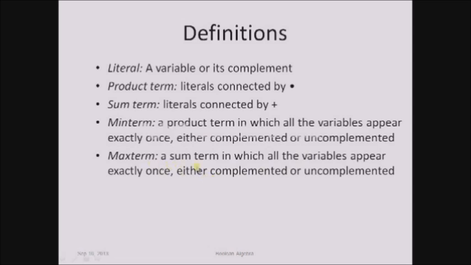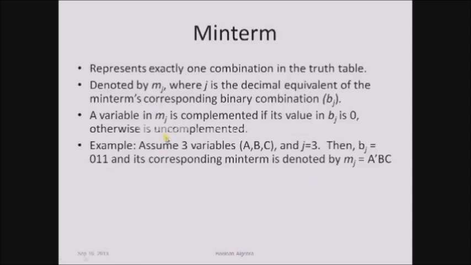And a max term is a sum term in which all the variables appear exactly once, either in complemented or uncomplemented form. This is similar to the min term, but the only difference is that it is a sum term, whereas a min term is a product term. Now let us see more about the min term.